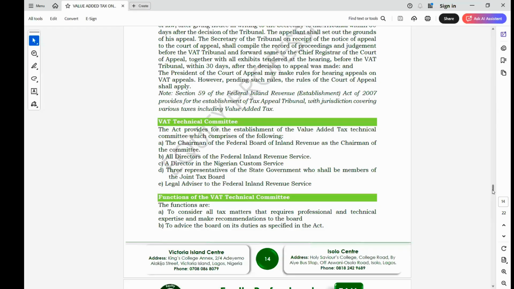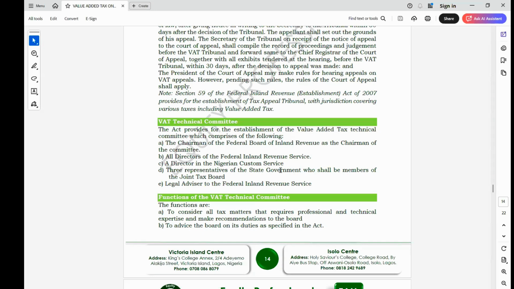Also, under the value-added tax, we have what is called a VAT Technical Committee. You may be asked for the composition of the VAT Technical Committee. Usually the chairman of the FIRS is the chairman of the committee. All directors of the Federal Inland Revenue Service are members of the VAT Technical Committee. A director in the Nigeria Customs Service is also a member.